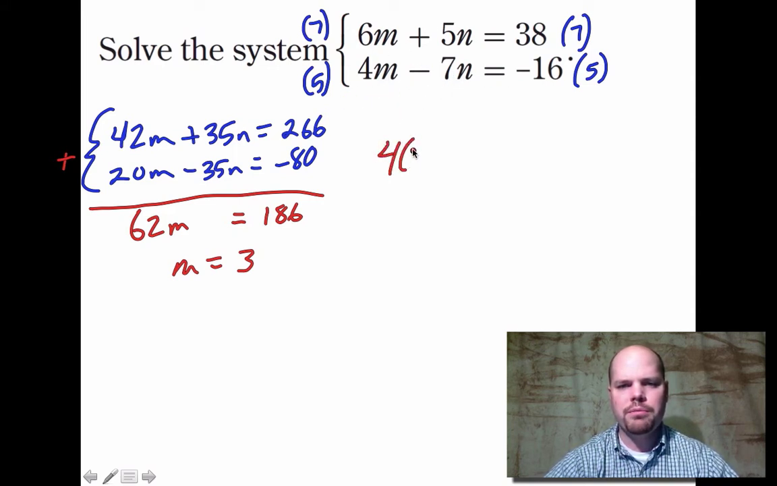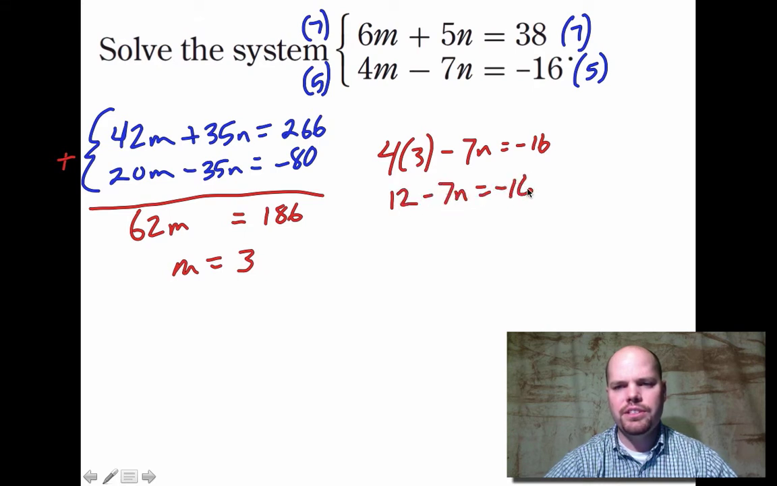So 4 times 3 minus 7n equals -16. So 12 minus 7n equals -16. Subtract 12. So -7n equals -28. Divide by -7.